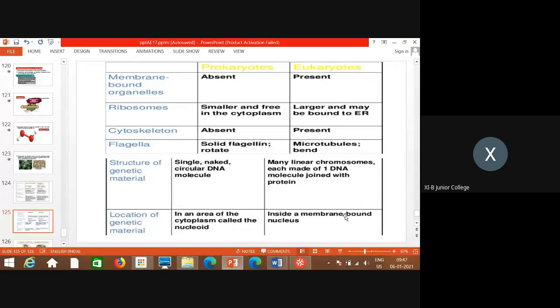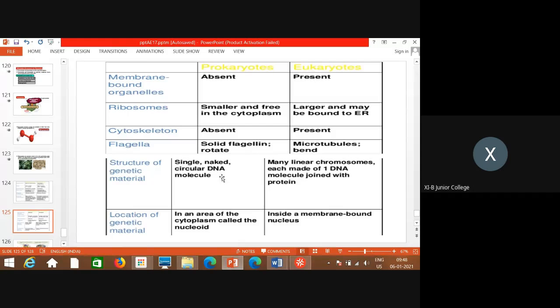Ribosomes in prokaryotes are smaller and free in the cytoplasm, whereas in eukaryotes they are larger and may be found bound to the ER, that is the endoplasmic reticulum. You know that. In prokaryotes, 70S ribosomes are present; in eukaryotes, 80S ribosomes are present. Then the cytoskeleton is absent in prokaryotes, whereas it is present in eukaryotes.